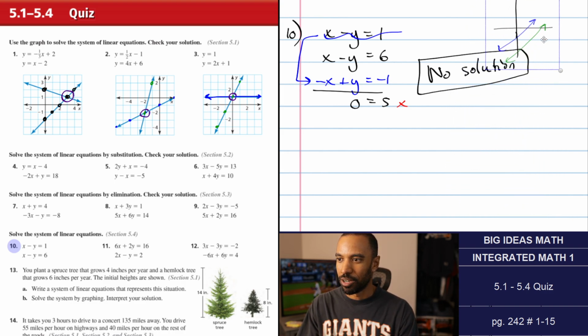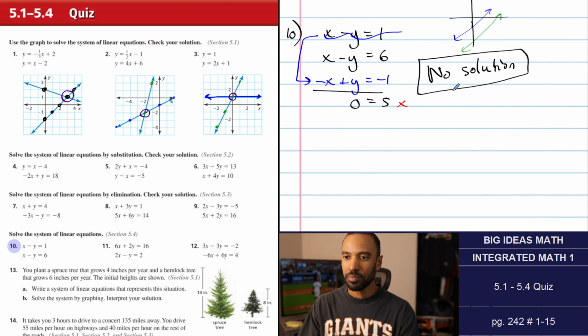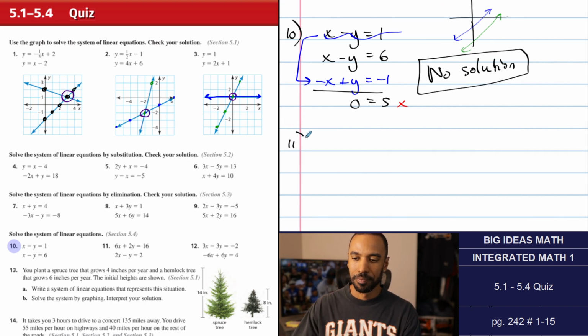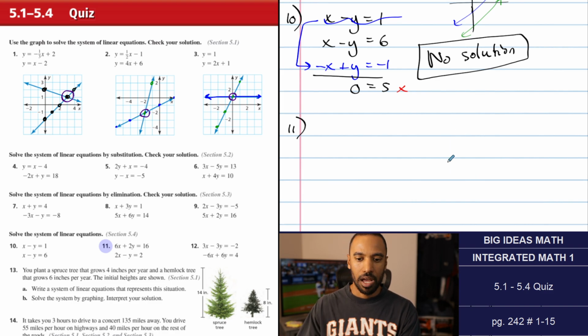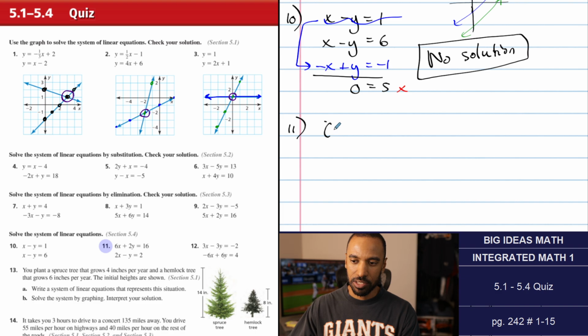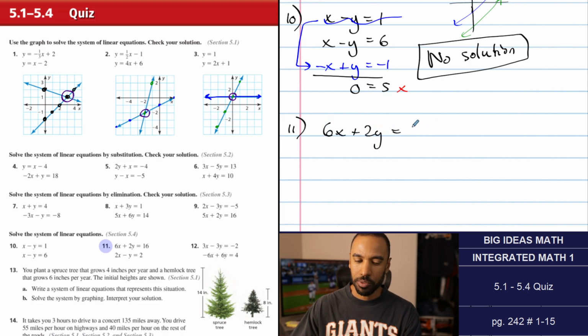I'm trying to bring it up here to keep it out of the way. But that's what a no solution case looks like here. Number 11. Oh, number 11 might not be a special case. On number 11, we have 6x plus 2y equals 16 and 2x minus y equals 2.